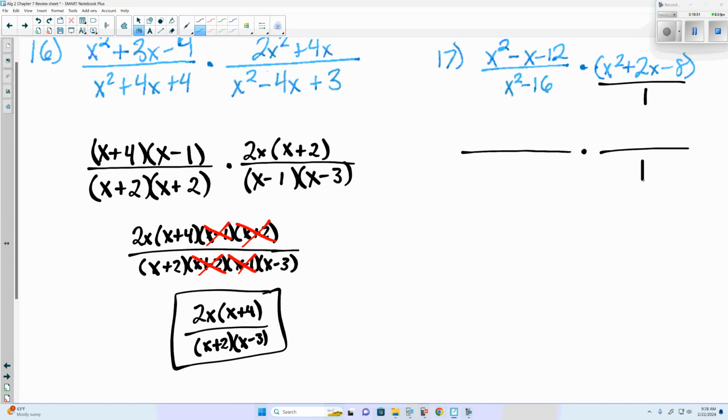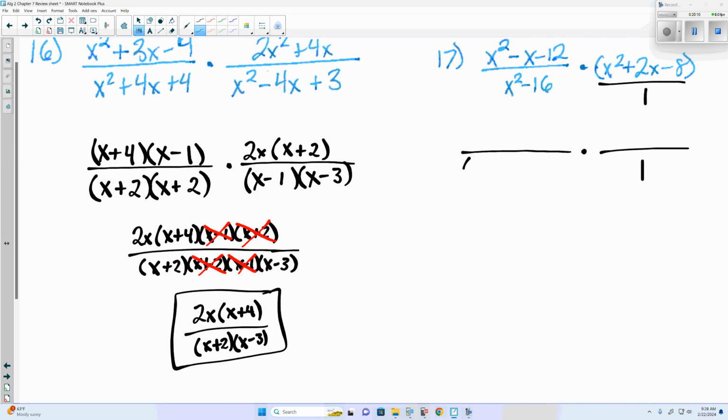The denominator would be 1 for one of them, because we have x squared plus 2x minus 8. Since we weren't given a denominator, it's understood to be 1. Now we just need to factor the other 3. Where do we want to start?